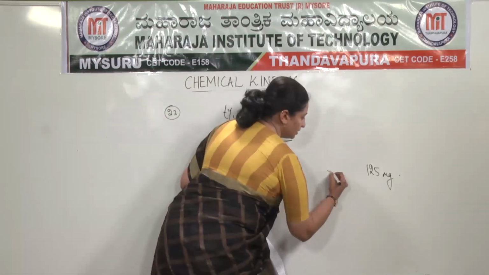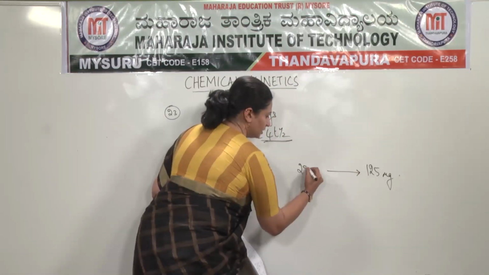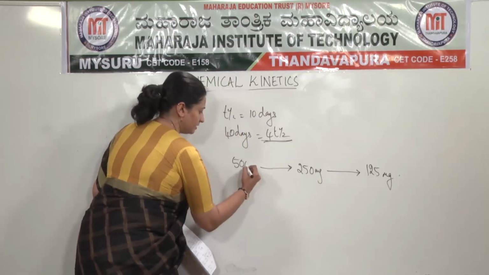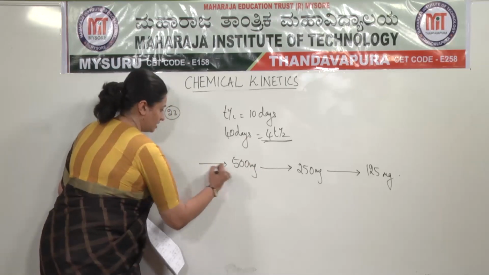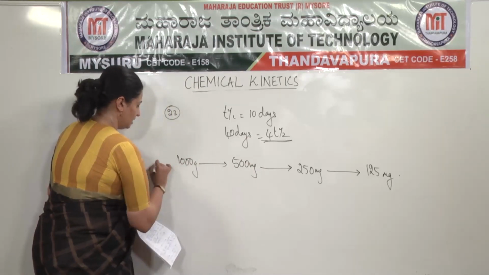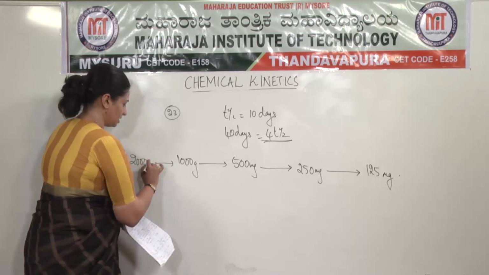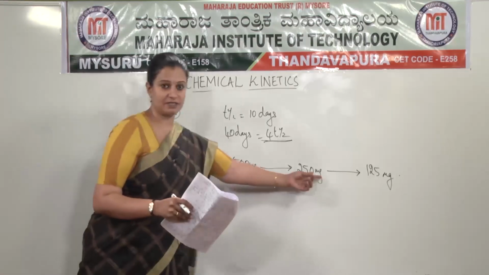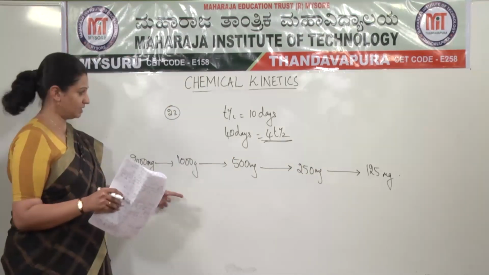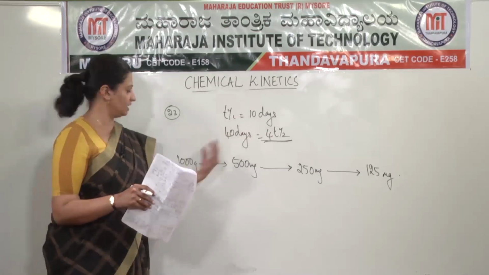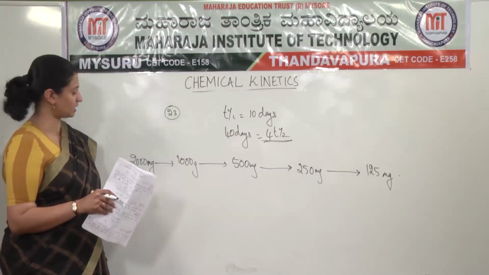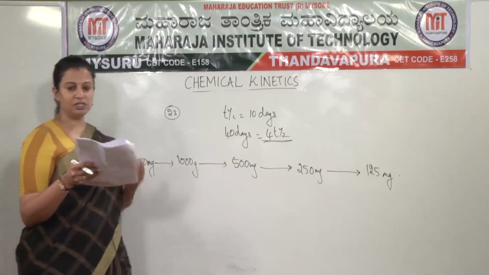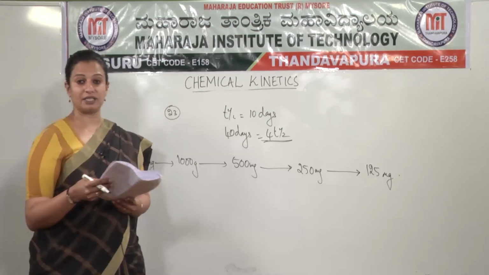So this 125 milligram came from 250 milligram in 1 T half, correct? Now this 250 came from 500 milligram in another T half, and this came from 1000, and that came from 2000 milligrams in the course of 4 T halves. So in the course of 4 half-life periods, 125 milligram was left, which means we started with 2000 milligrams, or we can say 2 grams. Therefore, the answer is option A for question number 23.